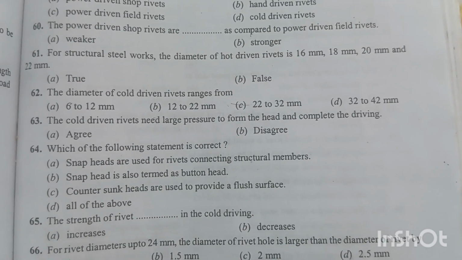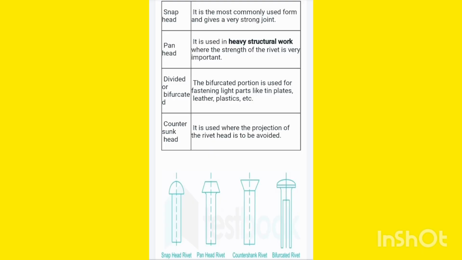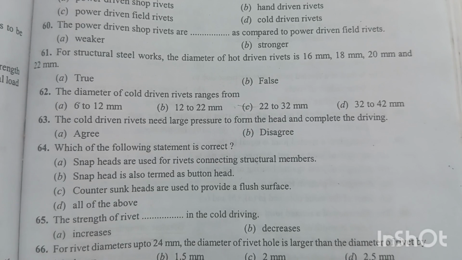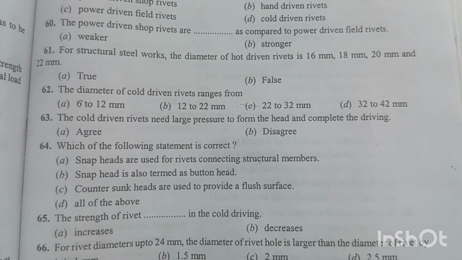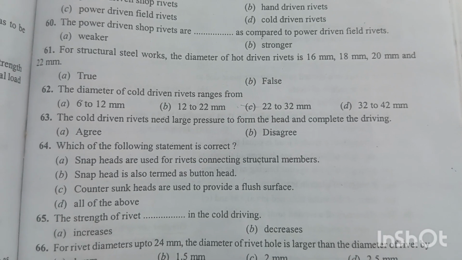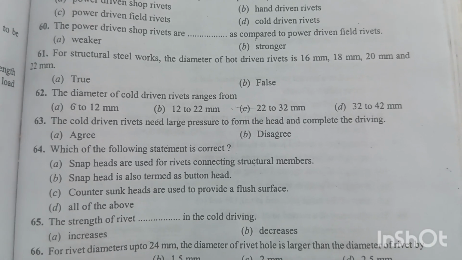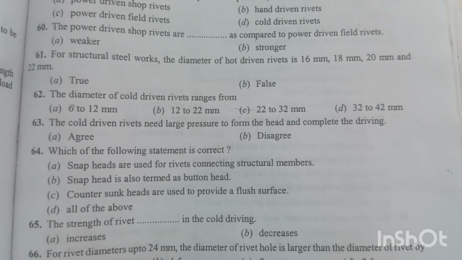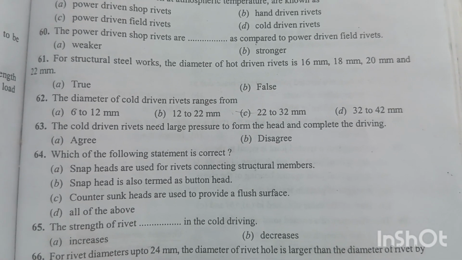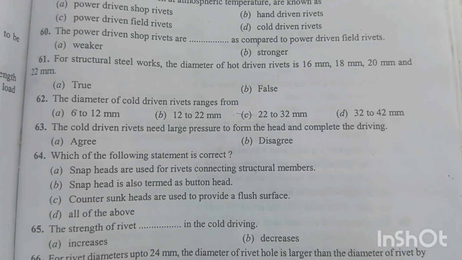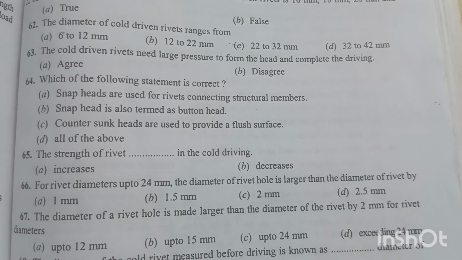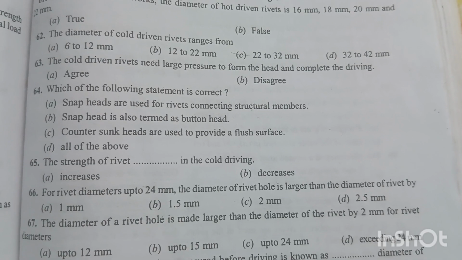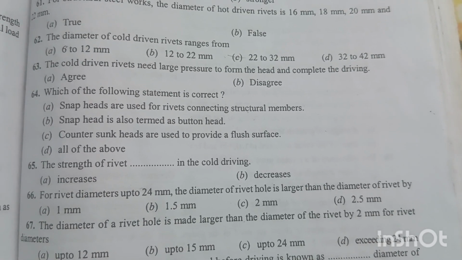Question number 64. Which of the following statements is correct? Option A, snap heads are used for rivets connecting structural members, right. Option B, snap head is also termed as button head, right. Option C, countersunk heads are used to provide a flush surface, right. Option D is the right answer, all of the above. Number 65, the strength of rivet increases in the cold driving. Option A is the right answer. Question number 66.